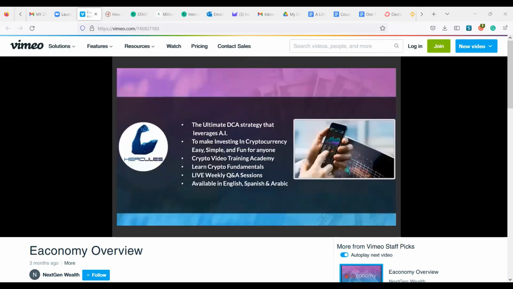Next, what we have is Hercules, which is a dollar cost average strategy for cryptocurrency. A lot of the time people want to invest X amount of money into certain coins. So, for example, you may want to invest $1,000 into Ethereum. Now, that's great. But the reality is most people just throw their money into their crypto exchange and just buy.